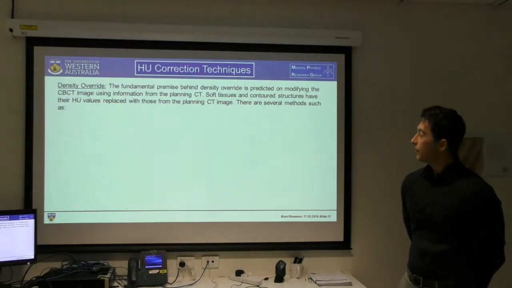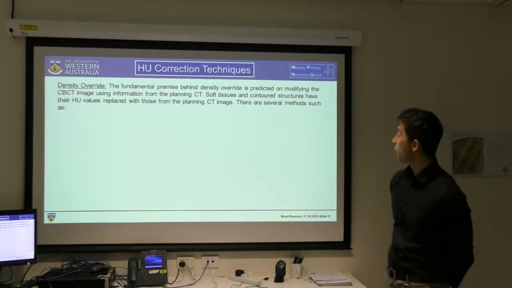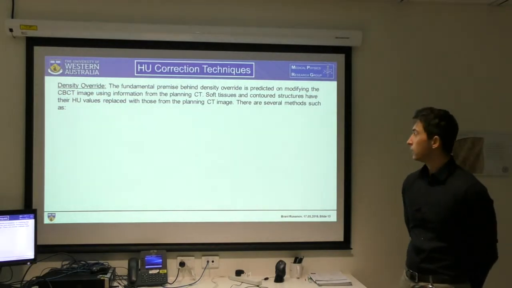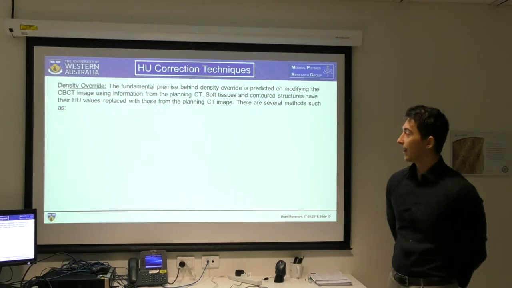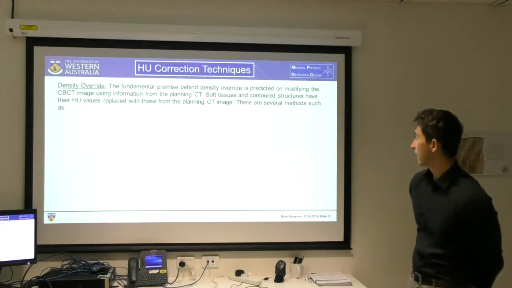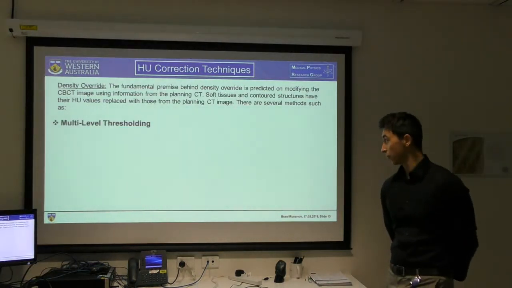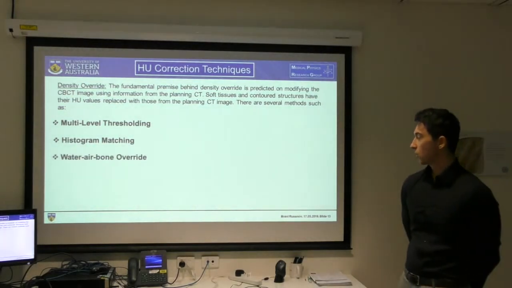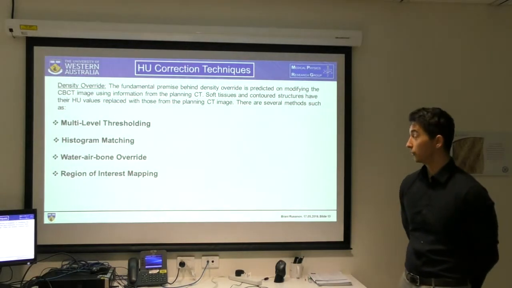So the fundamental premise behind density override techniques is predicated on modifying the CBCT image using information from the planning CT. So soft tissues and contoured structures have their HU values replaced with those from the planning CT. And there are several methods that do this, and they will differ in various ways. The first method is called multi-level thresholding. The second method is called histogram matching. The third method is called water-air-bone override. And the fourth method is called region of interest mapping.